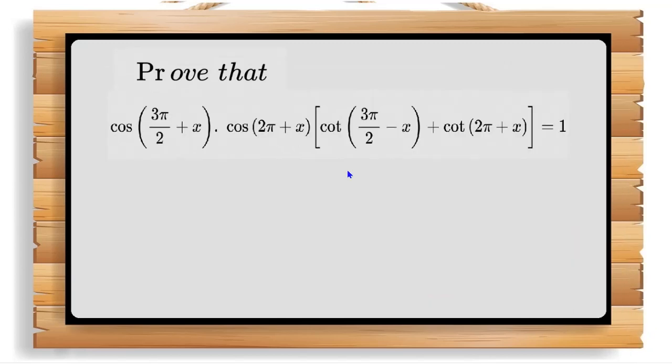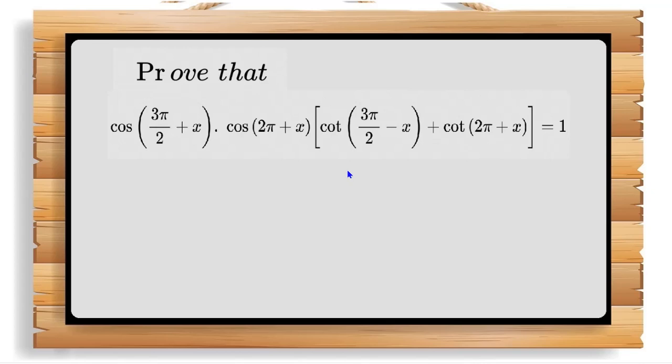Now see this question. Prove that cos of (3 pi by 2 plus x) into cos of (2 pi plus x) into cot of (3 pi by 2 minus x) into cot of (2 pi plus x) is equal to 1. Here you have to apply the allied angle formula.